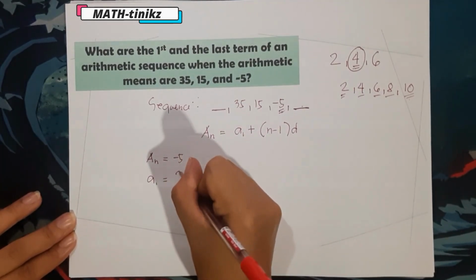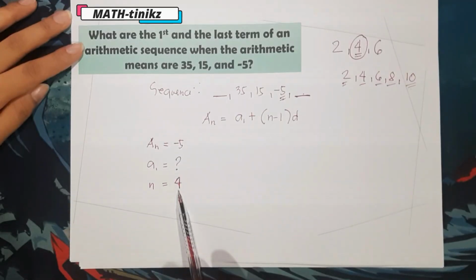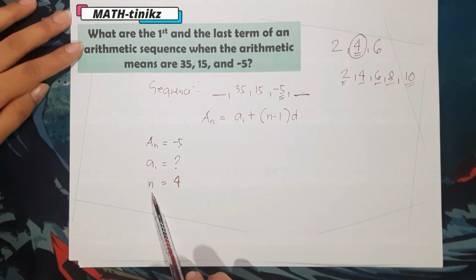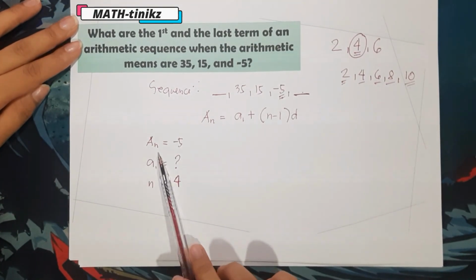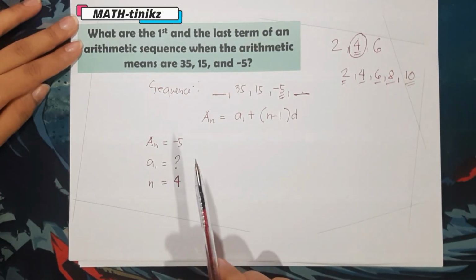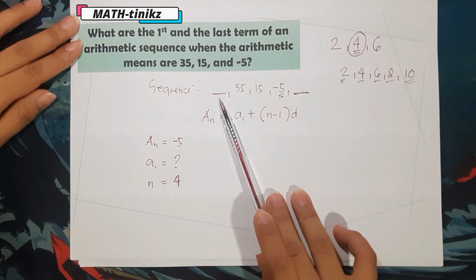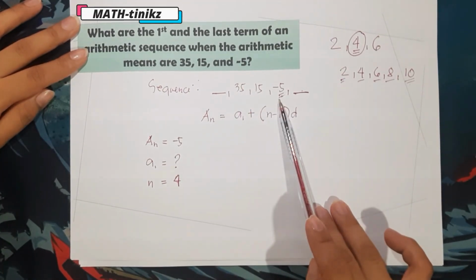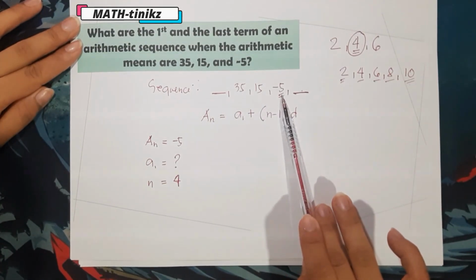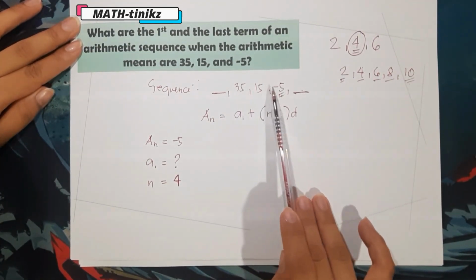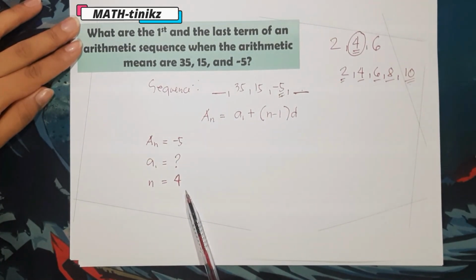So, a sub 1, siya yung hinahanap natin at ang n. Ang n, magbabase ito kung sino ang ginamit mo as first term at the last term. Since ang ginamit mo as the first term is itong term na to at the last term is negative 5, bibilangin natin mula sa first term hanggang dito. 1, 2, 3, 4. Kaya, n is equal to 4.